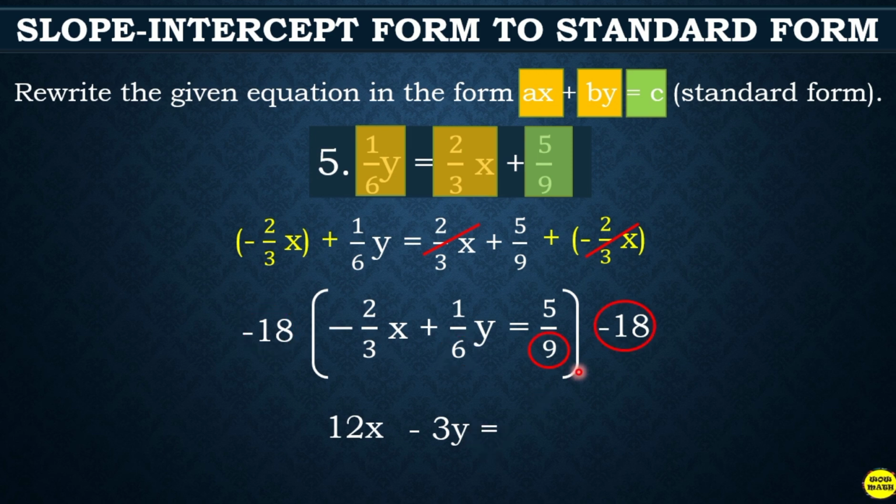Dito naman tayo, negative 18 divided by 9. This is negative 2. So, negative 2 times 5, that is negative 10. So, therefore, the standard form of the given slope-intercept form is 12x minus 3y equals negative 10. So, kapag may fraction tayo, always multiply both sides of the equation by the LCD.